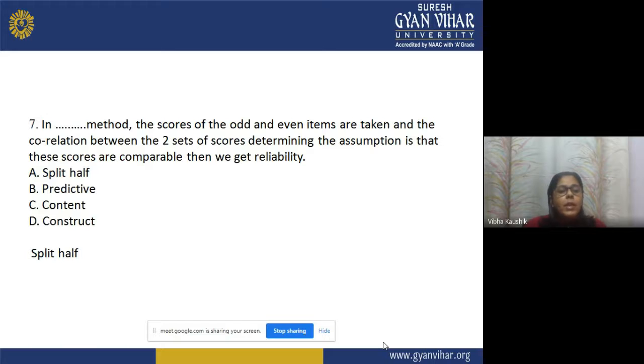Now the seventh one. In dash method, the scores of the odd and even items are taken. It means we will take the scores of odd items and even items separately, and the correlation between the two sets of scores is determined. The assumption is that these scores are comparable, then we will get reliability. Now, which is that method? The options are A. Split half, B. Predictive method, C. Content method, or D. Construct method. Now, the correct answer is option A, that is split half method.